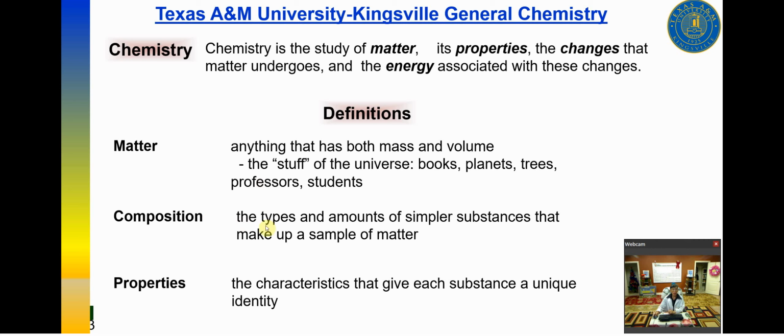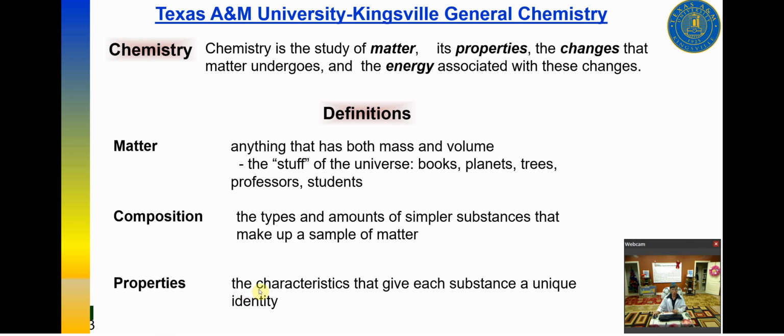Composition refers to the types and amounts of simpler substances that make up your matter. For example, you drink water. You have H2O: H, hydrogen, and O, oxygen, different types of element. The 2 means 2 hydrogen atoms. Oxygen, you didn't label any, which refers to 1. H2O, that's your composition for water.